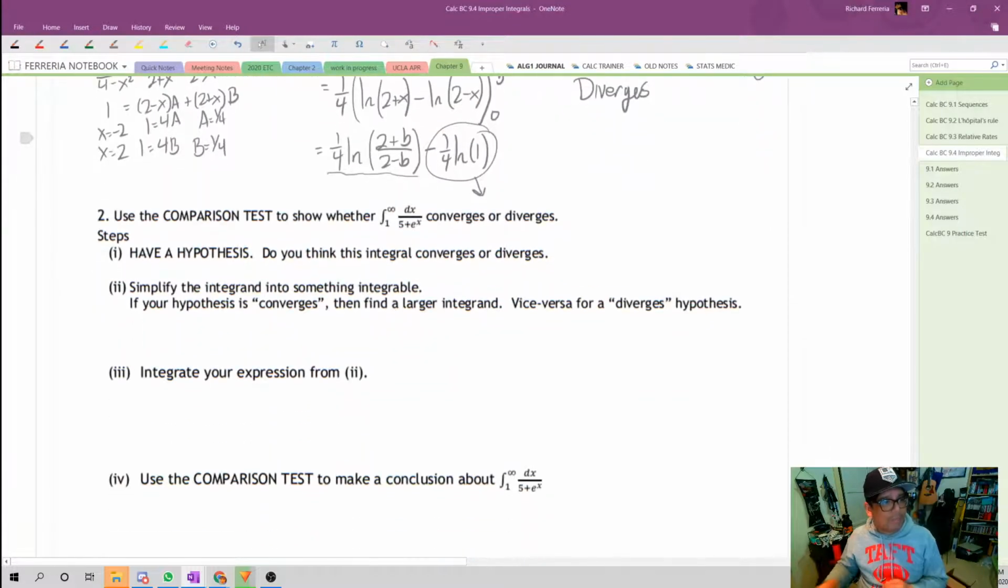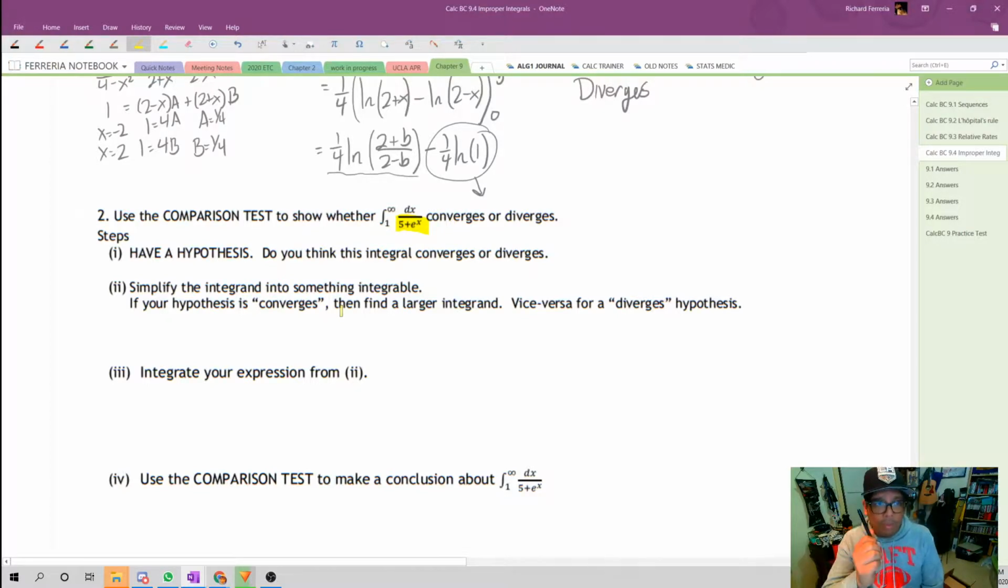Comparison test. Use the comparison test to show whether the integral from 1 to infinity of dx over 5 plus e to the x converges or diverges. So first thing, have a hypothesis. Do you think this converges or diverges? I'm looking at the denominator here, and I'm saying that denominator is going to get big really fast, which means the function's going to get small really fast.